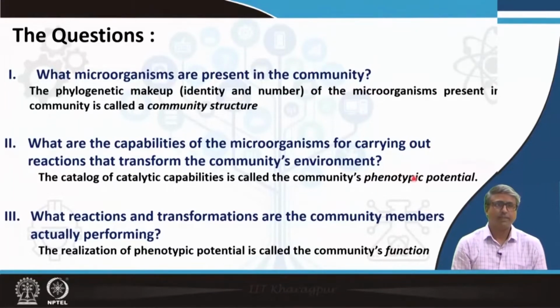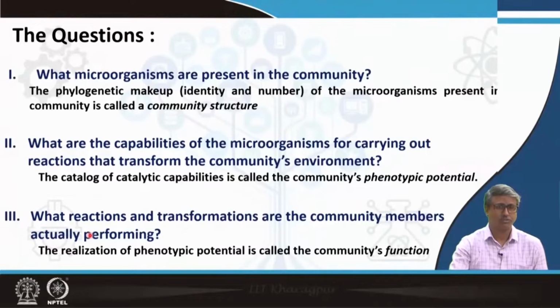The third question is, what reactions and transformations are the community members actually performing? Now, it may appear that question number 3 is just a repetition of question number 2, because in question number 2 we already try to answer what the capabilities of the organisms are, which will help them to transform the environment around them, and in question number 3 we are trying to know the reactions and transformations which the community members are actually performing. These two questions are actually not the same. Why? Because in the third question we are trying to know the real scenario, what is actually being performed by the organisms.